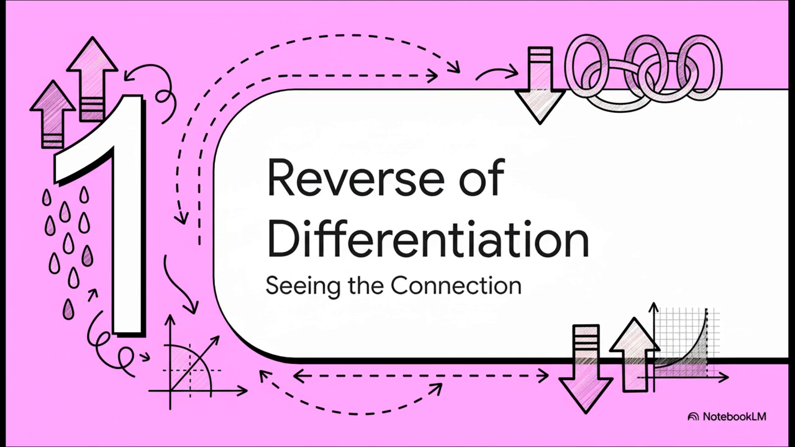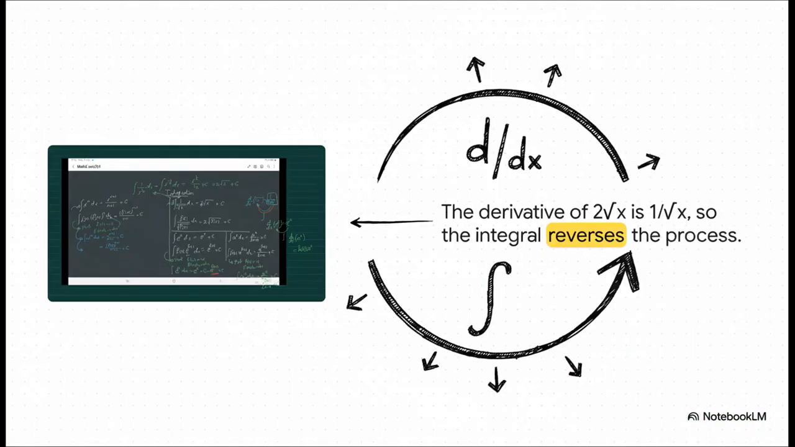Okay, first up, let's make sure we really see the connection between what you already know about derivatives and this whole new world of integration. This image just lays it all out perfectly, doesn't it? We know that if you take the derivative of 2 times the square root of x, you get 1 over the square root of x. So, naturally, integration just reverses that trip. The integral of 1 over the square root of x gets you right back to where you started.